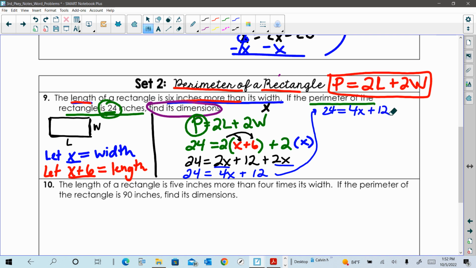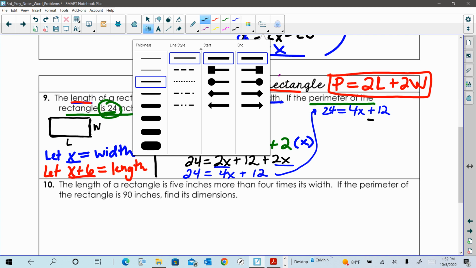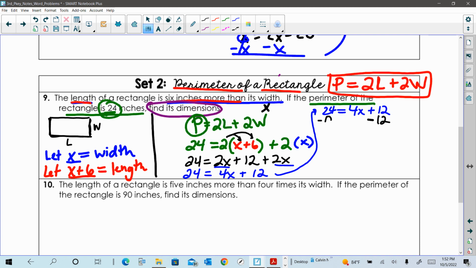4x plus 12. We need to isolate the variable term, the 4x. It has with it the constant plus 12, so we need to do the opposite of that, which would be minus 12. The constants cancel. Now we have 12 equals 4x. To solve for x, we divide by that coefficient, which is 4, and we get 3 equals x. This represents our width. Since we found the x, we know the width. Write that right here.